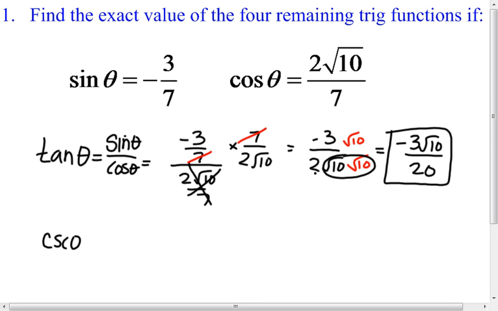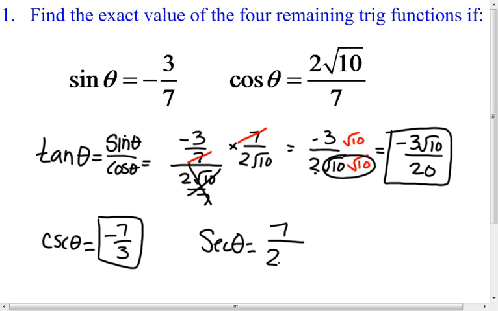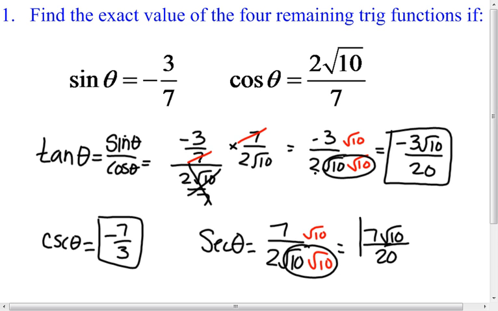Cosecant, we know, is the reciprocal to sine. So cosecant, instead of having it be negative 3/7, cosecant will be negative 7/3. Secant is the reciprocal to cosine. So secant will be 7 over 2 root 10. And again, I cannot leave a radical in the denominator, so I will multiply by root 10. And I will have 7 root 10 over, and then root 10 times root 10 is 10, times 2 is 20.